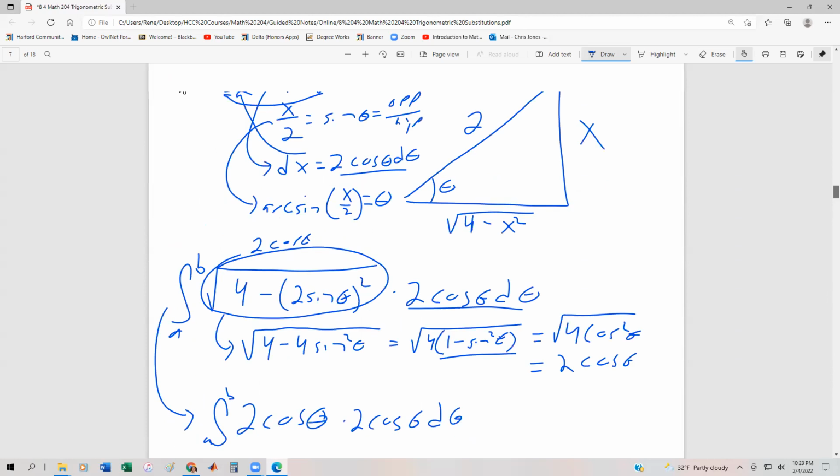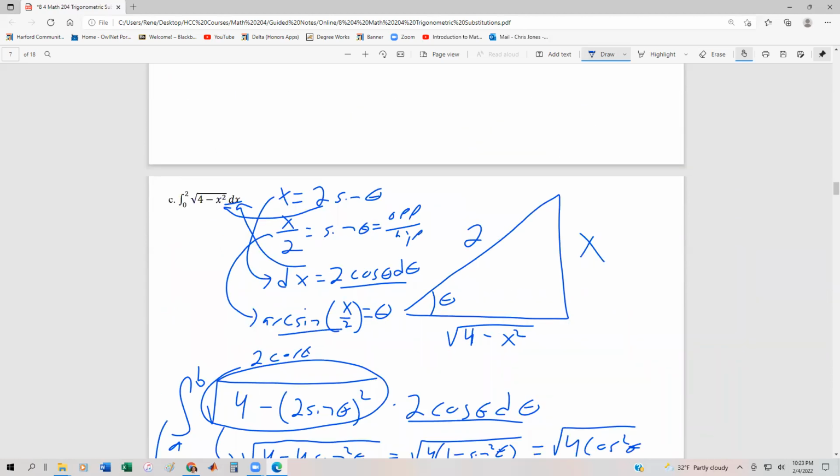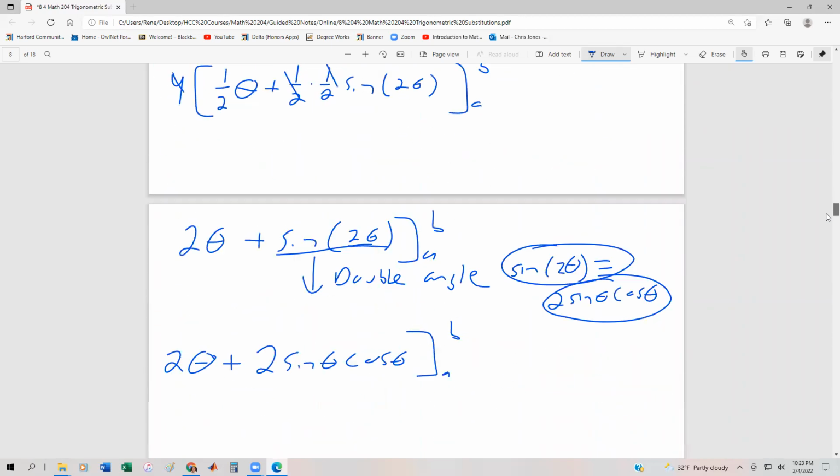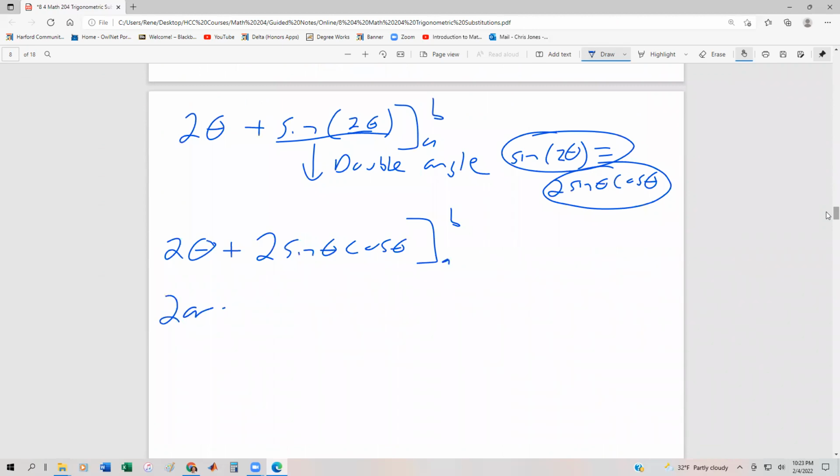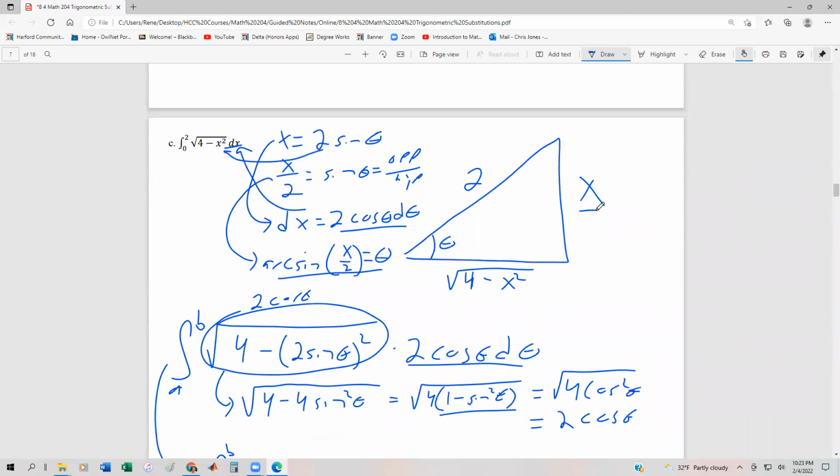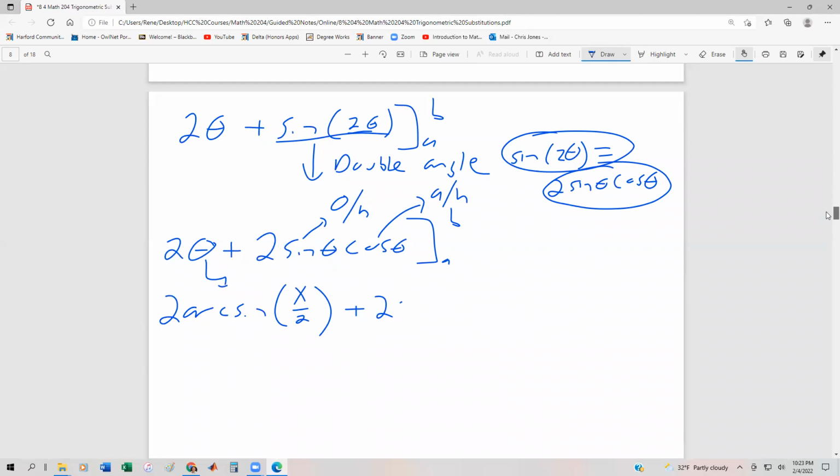At the very beginning of the problem, remember we said arc sine of x over 2 is equal to theta. So we go back down here, and we're going to end up with 2 arc sine of x over 2. That's our theta. And remember, sine is opposite over hypotenuse, and cosine is adjacent over hypotenuse. If we go back up, our opposite is x, our adjacent is square root of 4 minus x squared, and our hypotenuse is 2. So if we plug those back in: opposite x, hypotenuse 2, adjacent square root of 4 minus x squared, divided by 2.